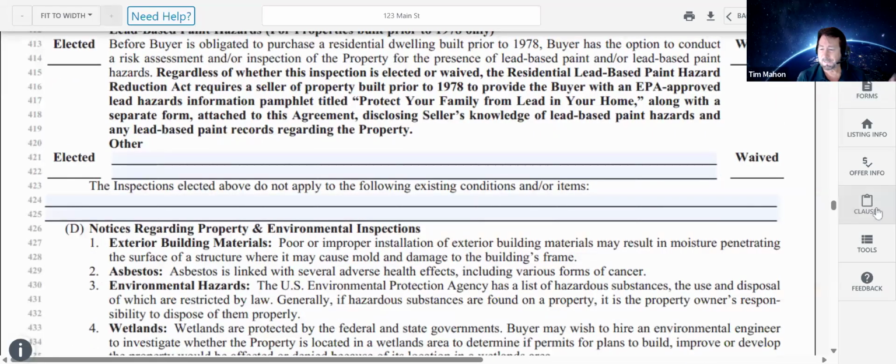And other is for anything else. Let's say you've got a buyer that says, you know what, I don't need to do a whole home inspection. I would just like to have the furnace inspected, and I would like to have the roof inspected. Well, you could type in roof inspection and heating unit inspection, HVAC inspection. So they could just limit their inspections to just two things. So then you would elect this. Otherwise, elected and waived can be left blank. And if there are existing conditions, they can also be noted here that the buyer is accepting these existing conditions as is. These conditions could still be subject to the financing approval, but there you go.